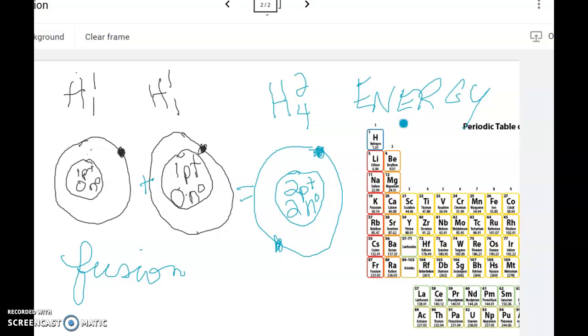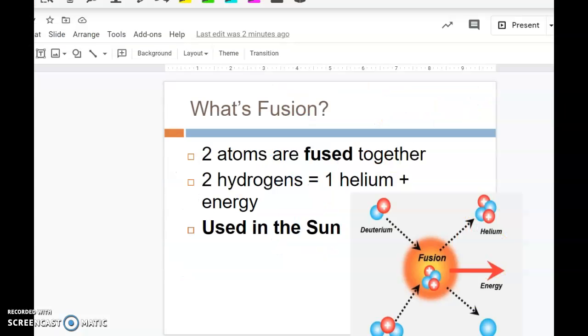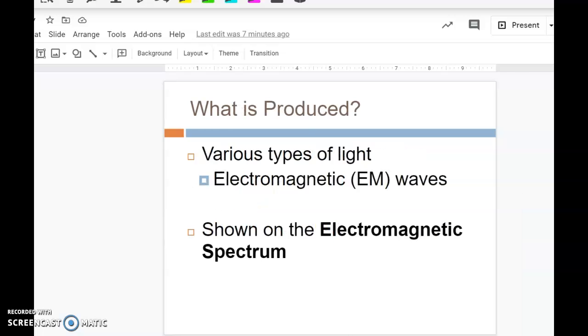Okay, so going back to our notes. Fusion, like I say, is when you fuse 2 of these hydrogens together to make helium. And this is what the sun uses to make its energy. And you can see in the diagram that I have right here that you have something called deuterium. That's just a different form of hydrogen. So here's a hydrogen, and they fuse together, and they produce a lot of energy. So that's all that diagram means. What's produced from that fusion and all that energy is electromagnetic waves.